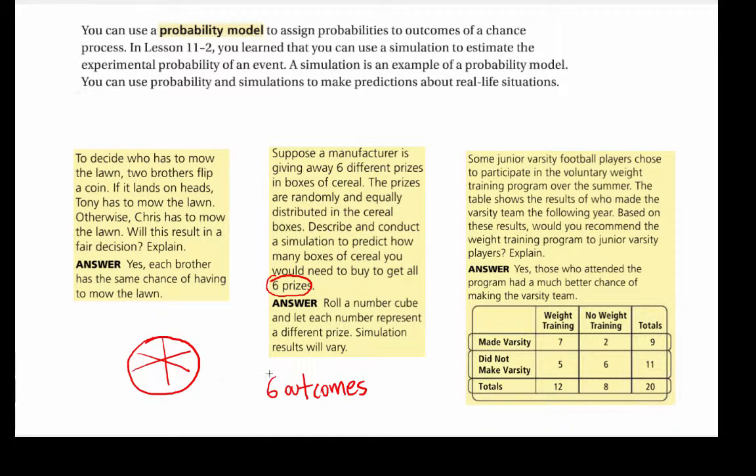So spinners, rolling die, flipping coins, those are usually our most common basic forms of simulations. Definitely not the only way to do simulations. We can have random number generators and things like that.